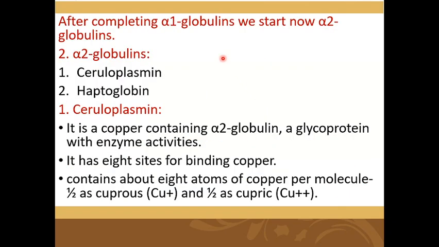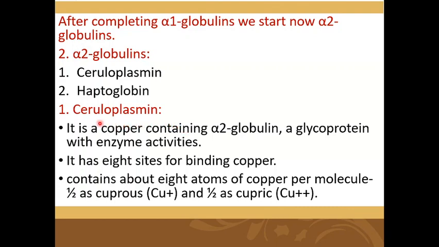After completing alpha-1 globulins, we now start the alpha-2 globulins, right? This is the second class of the globulins. Alpha-2 globulins are of two types, ceruloplasmin and haptoglobin.